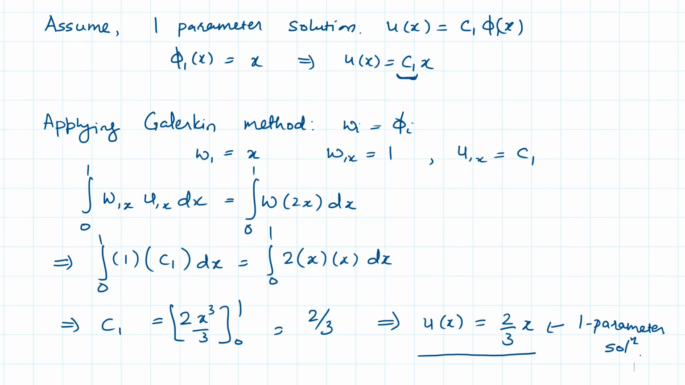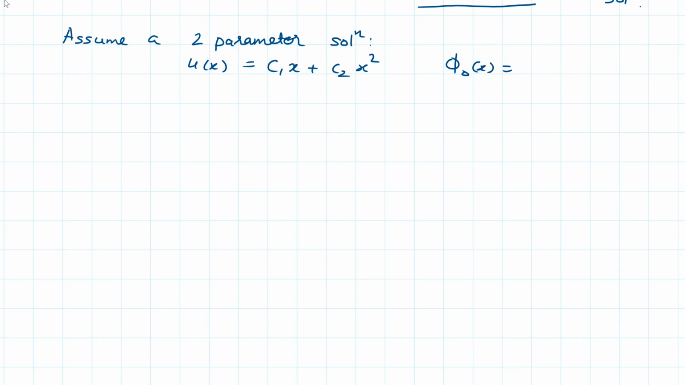So to remedy this situation, we can add more parameters to our approximate functions. So instead of considering one parameter, we can assume a two-parameter solution. Such as u of x is equal to c1x plus c2x squared. Okay, remember that we already got rid of phi 0 of x, which is set to 0, right? So we are only considering terms phi i's here.